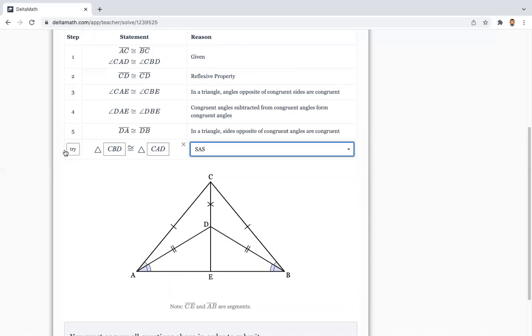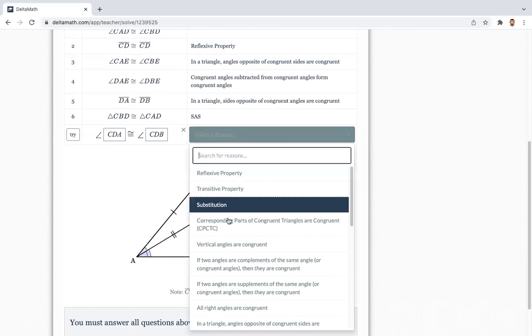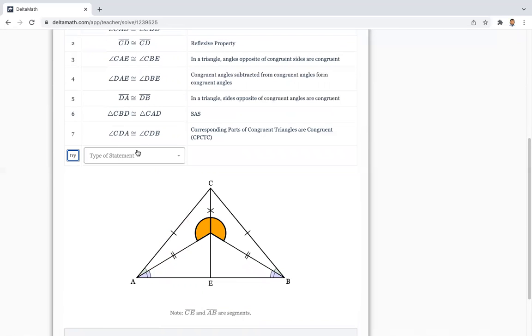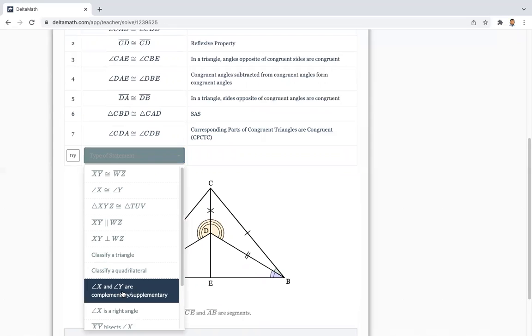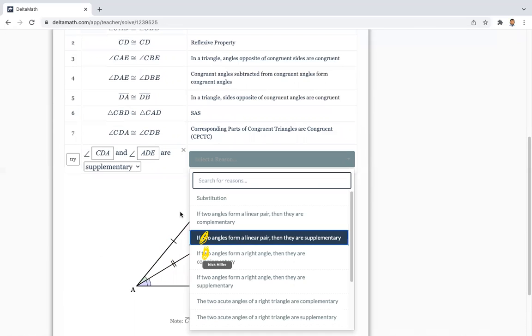And why did I say side angle side? Great. Now I can say angle CDA is congruent to angle CDB, CPCTC, and those are each supplementary. So CDA is supplementary to ADE. So this angle here and this angle are supplementary because they're linear pairs.